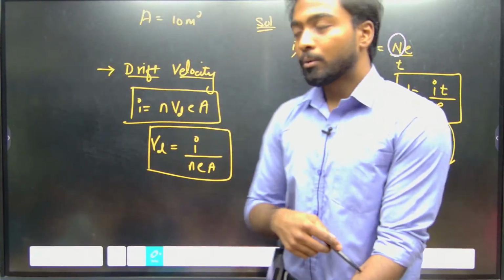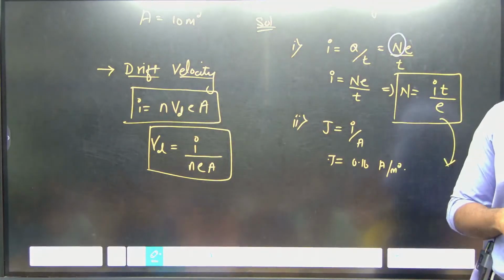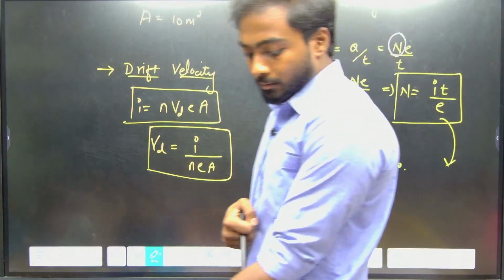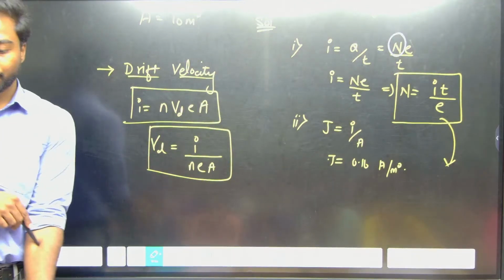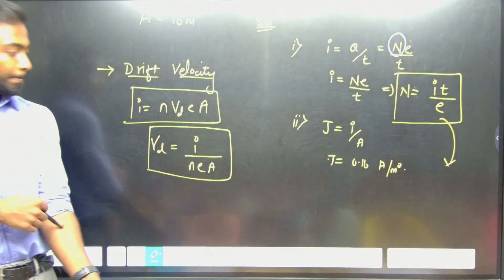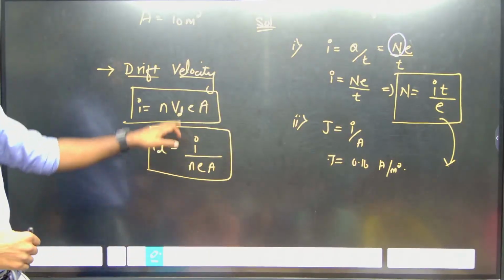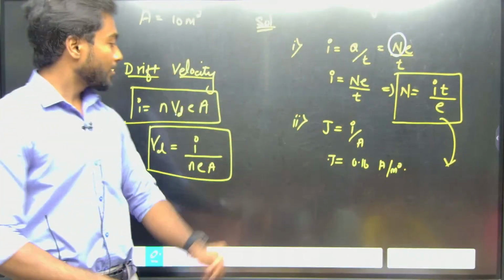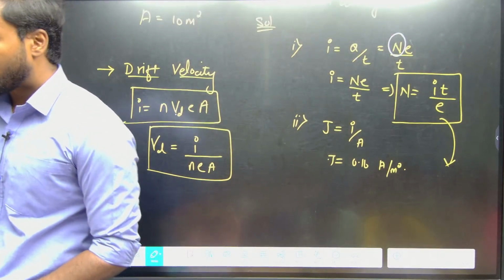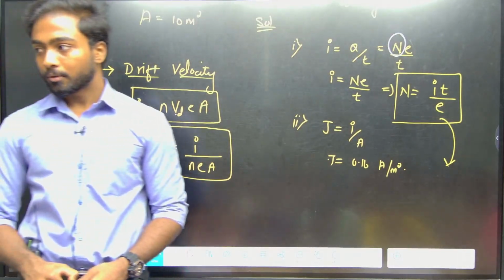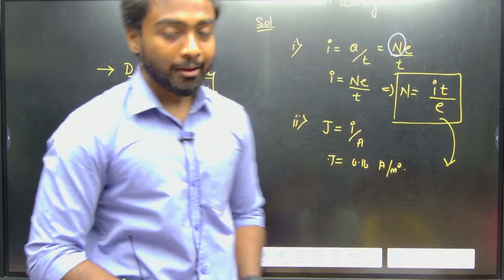Okay, now write down the terms. I is nothing but current. What is n? The number of electrons. V is nothing but drift velocity. e is nothing but the charge of the electron, 1.6 into 10 power minus 19, and A is nothing but the area.